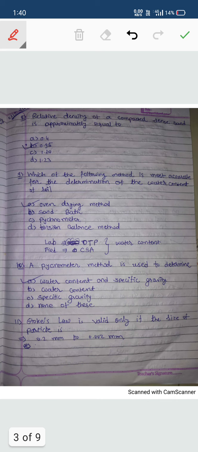Relative density of the compacted dense sand is approximately equal to this. It is a direct statement, so you should remember this. 0.95 is the correct answer.